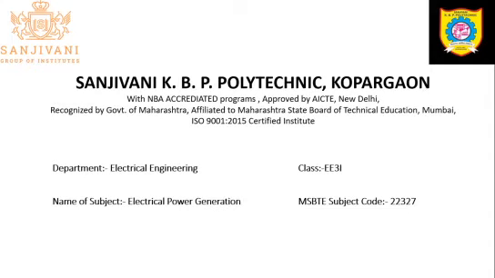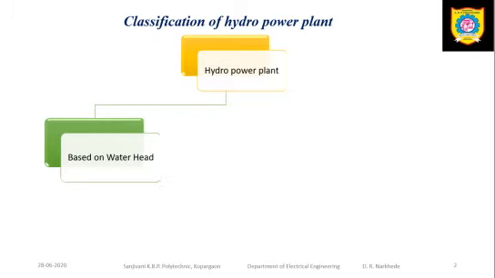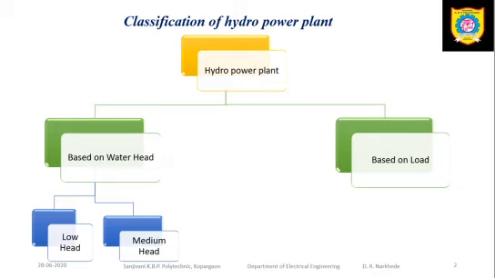Hello friends, in today's lecture we will discuss the classification of hydroelectric power plants. Basically, hydroelectric power plants are classified on a number of bases. Today we will discuss the classification based on water head and the classification based on load. The classification based on water head is categorized into three parts: low head, medium head and high head.